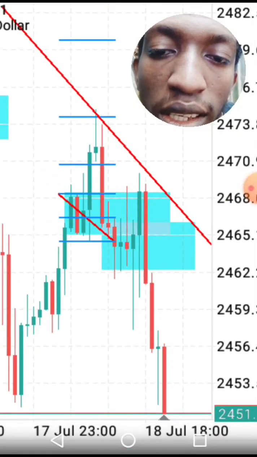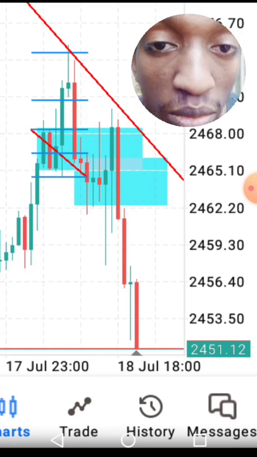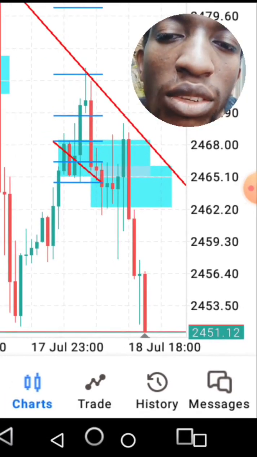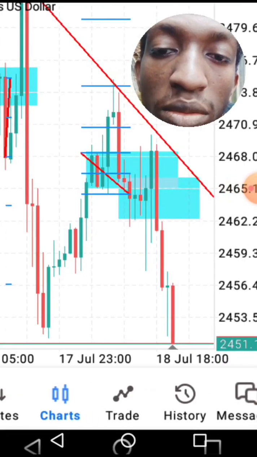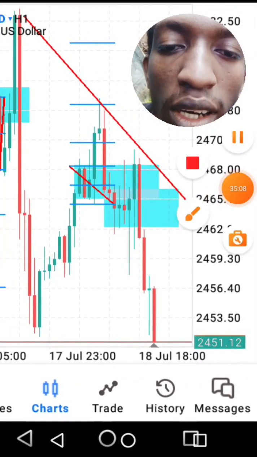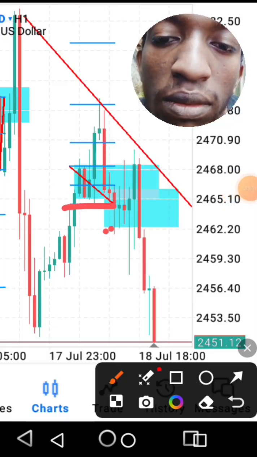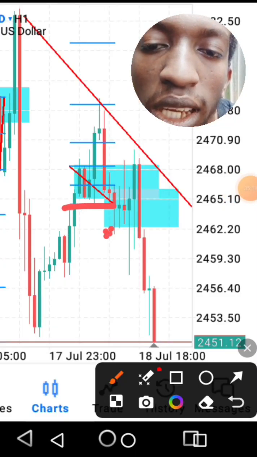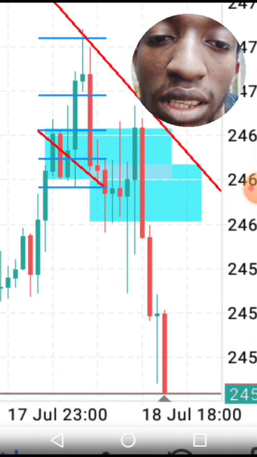Why? That is called market structure shift. That is called a shift in market structure. Okay, according to the black box term, that's called market structure shift. We broke this one. Look, this low is gone now. 2.5% is gone. Okay, but not the 5%. The 5% is still intact.